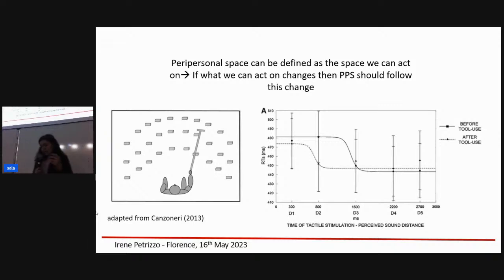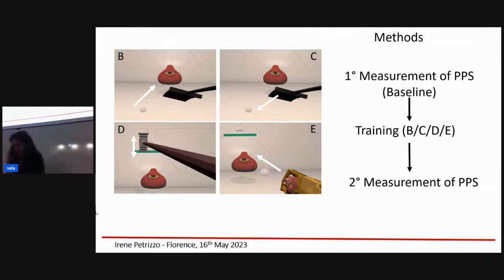And this has been replicated multiple times, this paradigm with participants having to bring objects closer. It also has been replicated in monkeys. And what we wanted to see was if this is the only kind of training that can trigger such a reshaping, and if this reshaping could also happen in virtual reality.